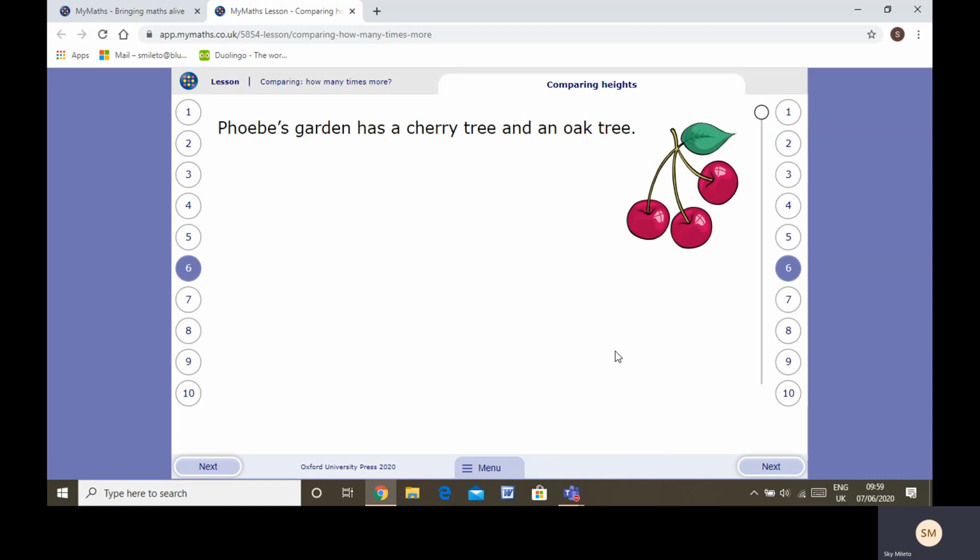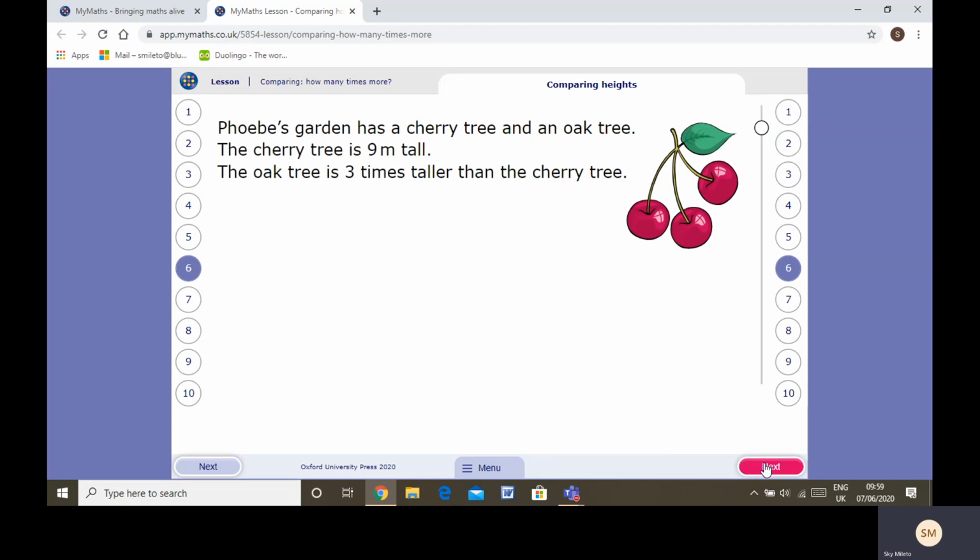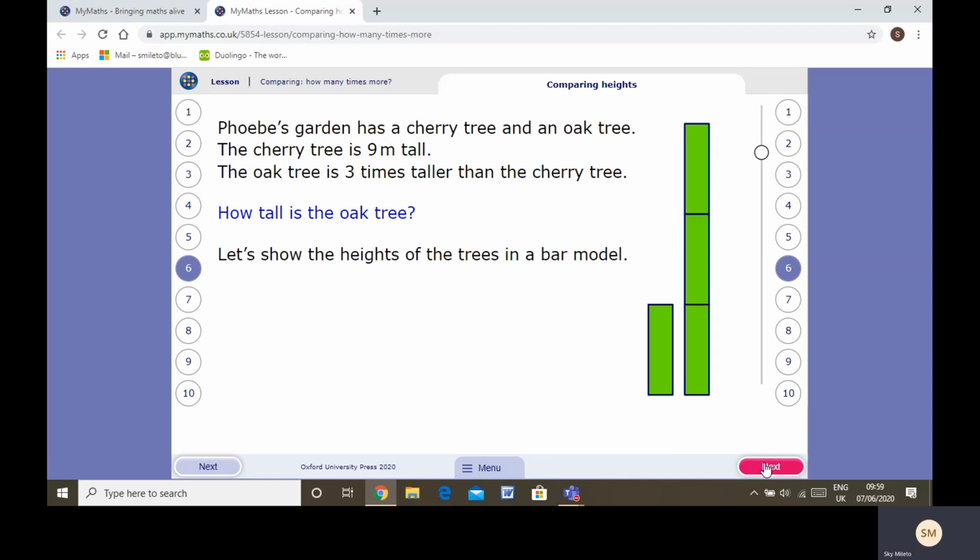So Phoebe's garden has a cherry tree and an oak tree. The cherry tree is 9 meters tall. The oak tree is 3 times taller than the cherry tree. So how tall is the oak tree? Let's show the heights of the trees in a bar model. Bar models don't have to be across, they can be upwards. So here is the height of the cherry tree, and we know that the oak tree is 3 times as tall as the cherry tree.